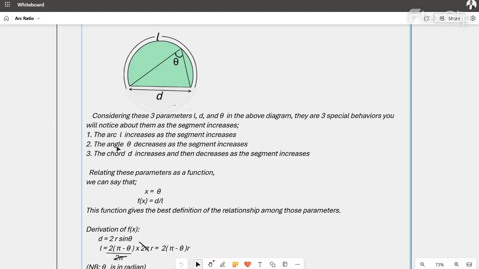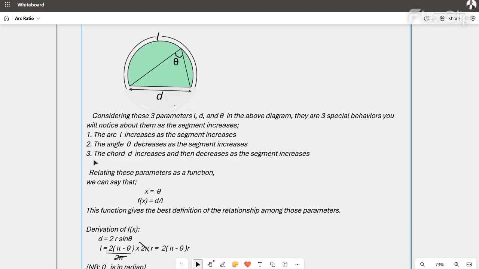Then, number two, the angle theta decreases as the segment increases. As the size of this segment increases, this angle becomes smaller, smaller, smaller, and smaller till it finally becomes 0 when this segment turns into a full circle.